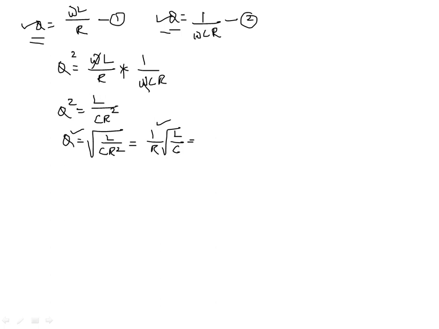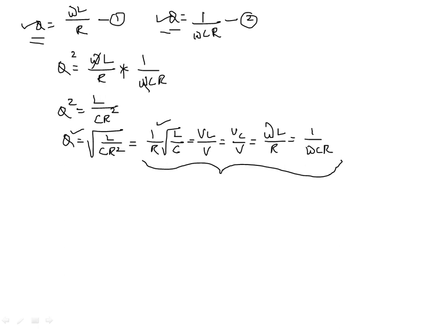Q is the voltage across the inductor by the supply voltage. Q is the voltage across the capacitor to the supply voltage. Q is omega L by R. Q is 1 by omega C R. So there were almost 5 formulas to calculate the quality factor of the circuit.